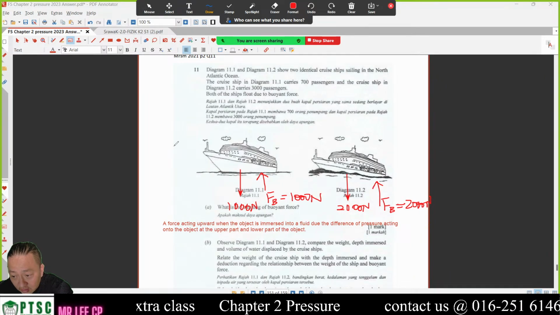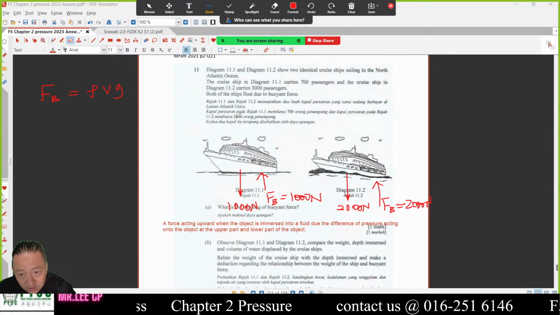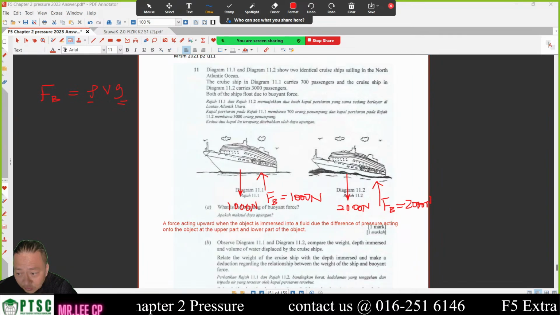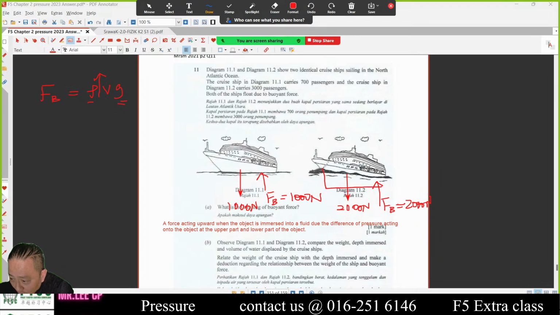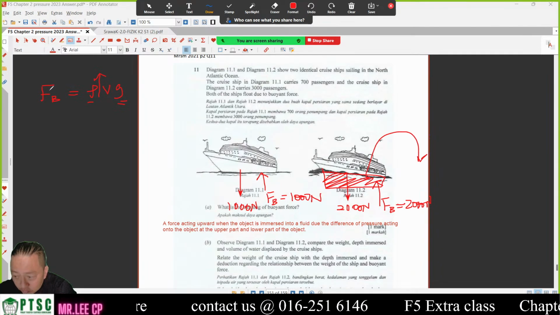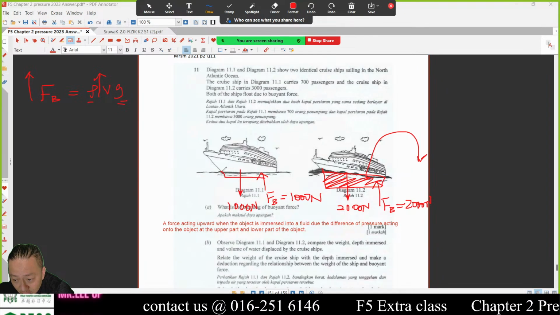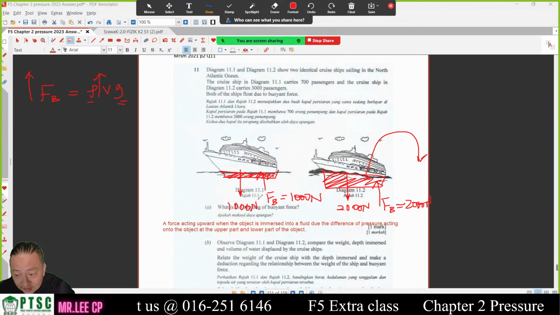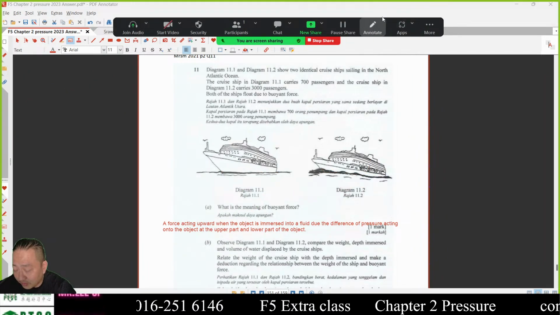Right? So now you can see buoyant force is equal to rho Vg. g for both cases is the same. Density for both cases is the same. So the more the volume displaced, the higher the buoyant force. So this one the volume displaced is lesser. Alright, understand this one already?